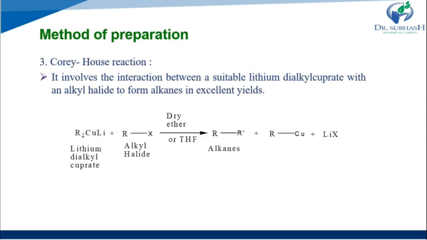Then the third one is the Corey-House reaction. It involves the interaction between a suitable lithium dialkyl cuprate and an alkyl halide to form the alkane in excellent yield. So lithium dialkyl cuprate plus alkyl halide in the presence of dry ether or THF makes an alkane, with alkyl cuprate and lithium halide liberated. So the third reaction is also complete.